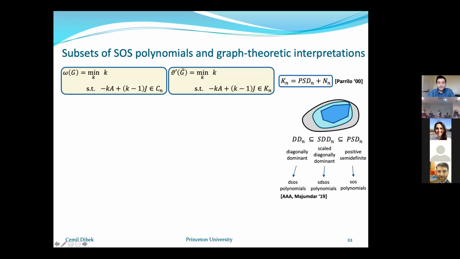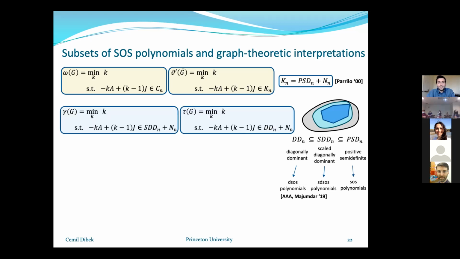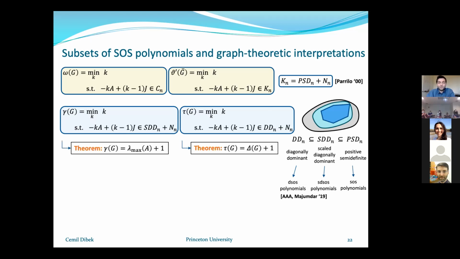As a side note, these sets of matrices were studied to obtain some subsets of SOS polynomials called DSOS and SDSOS polynomials. These are simply some SOS polynomials of a particular structure, but that's not what I'm interested in right now. So now my question is, if we write the same optimization problems with this PSD replaced by SDD or DD, what do we get? It is surprising, at least to me, that they actually correspond to some parameters that are meaningful in graph theory.